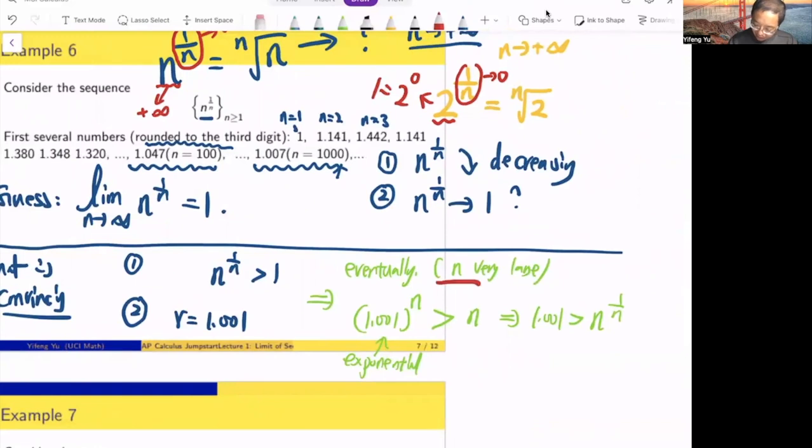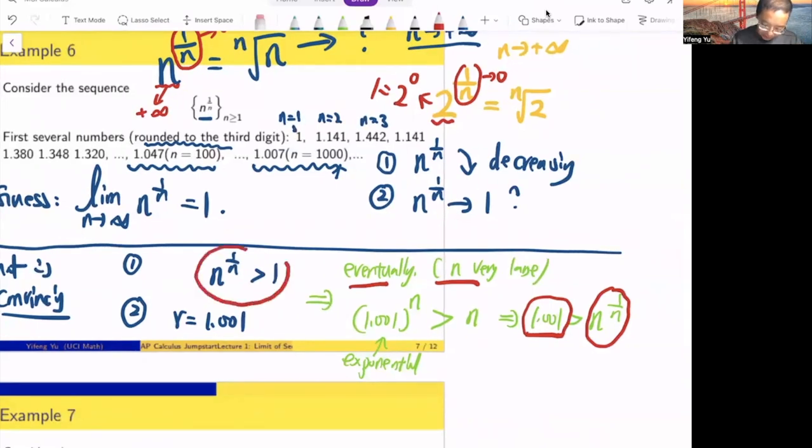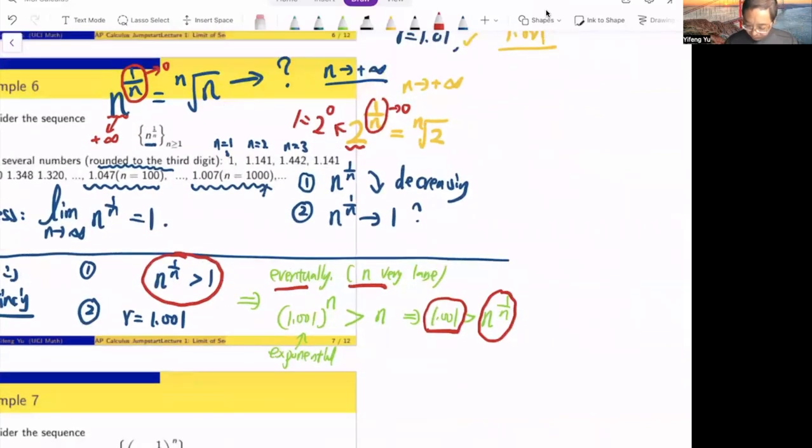So that means if I fix the number 1.001, a number bigger than 1 and very close to 1, eventually the sequence will go below this number, right? Regardless of what it is, as long as it's a number that is bigger than 1, the sequence will go below it. But on the other hand, we know this is always bigger than 1. So what basically happens is this.